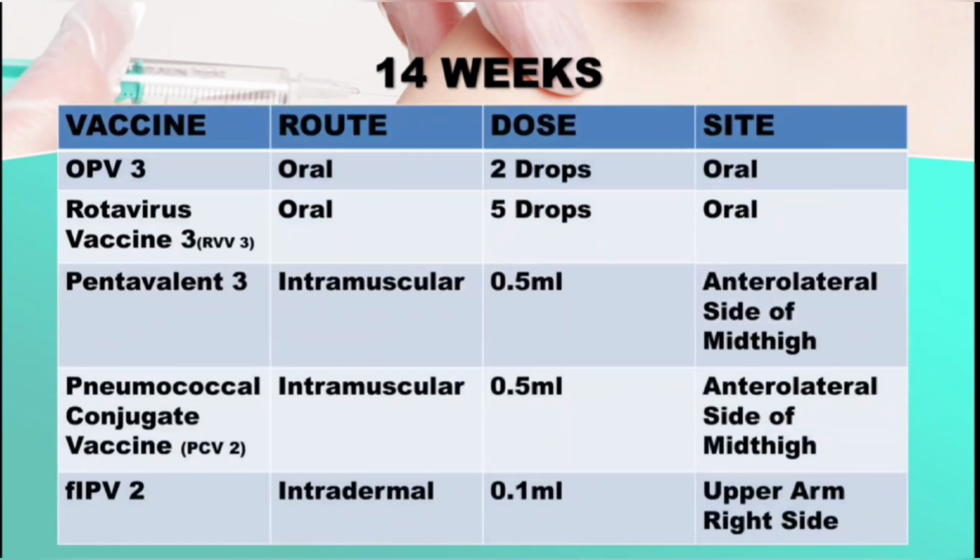Then coming to 14 weeks, we give OPV 3, oral dose, 2 drops. Rotavirus vaccine third dose, oral, 5 drops. Pentavalent 3, pentavalent third dose, intramuscularly 0.5 ml, anterolateral side of the mid thigh. Then coming to pneumococcal conjugate vaccine PCV second dose, intramuscularly 0.5 ml, anterolateral side of the thigh. Then coming to fractional injectable poliovirus 2. Intradermally it will be given on the upper arm right side, 0.1 ml.